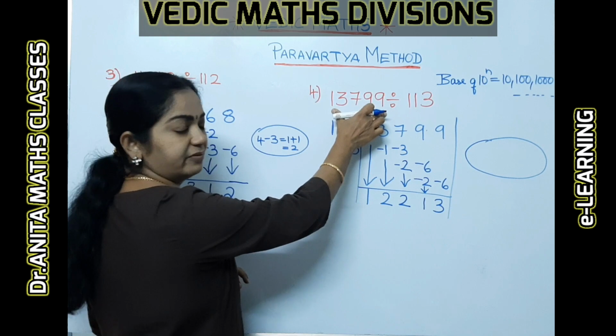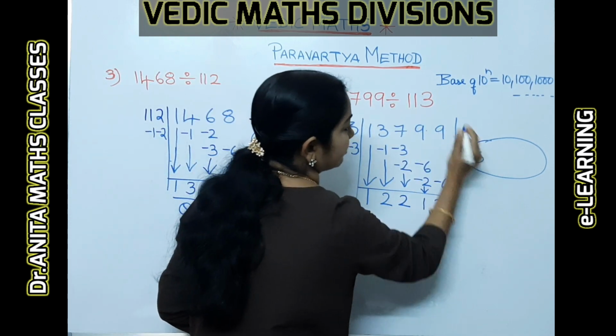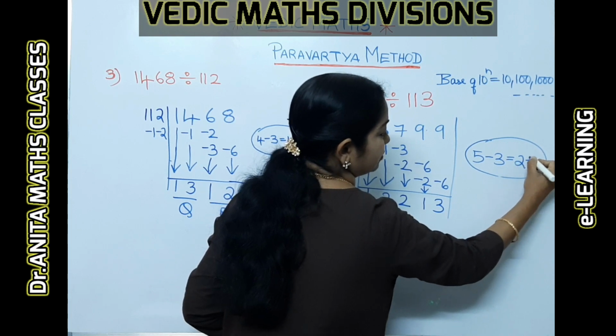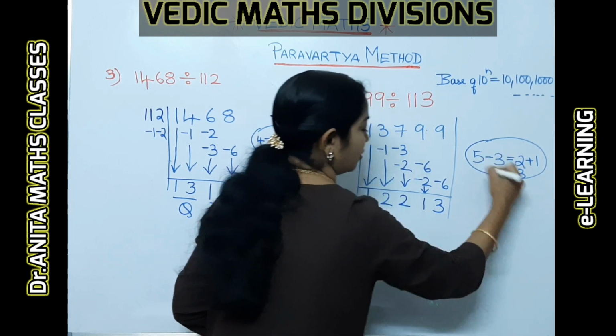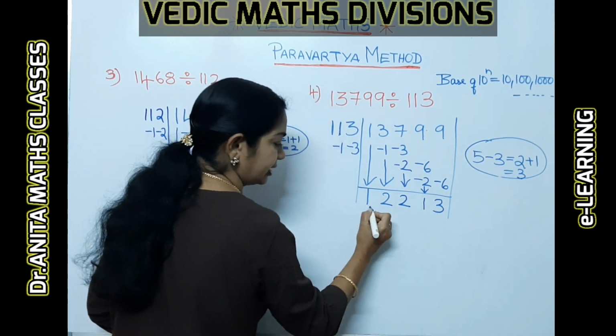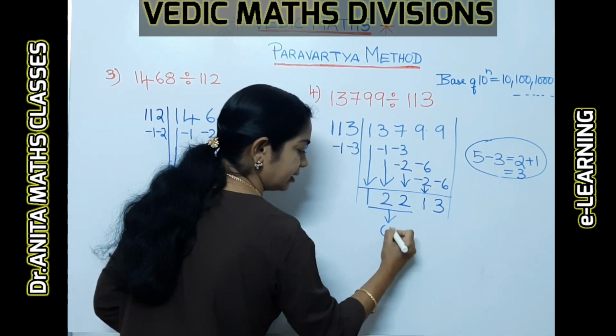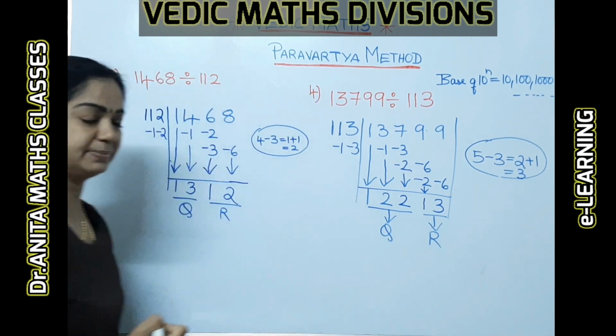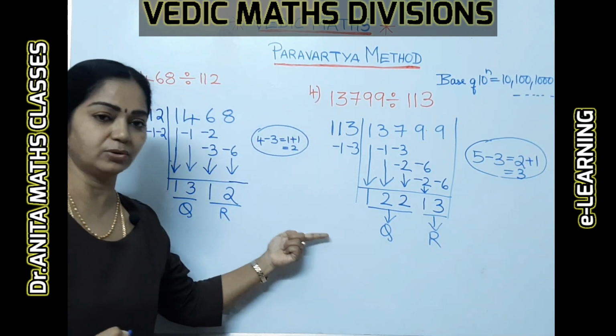Number of digits in the dividend, that is 5, minus the number of digits in the divisor, 3, plus 1. So this comes to 2 plus 1, that is 3. So all this you have to do in the mind itself. So the 3 digits from the starting are the quotient and the remaining are the remainder part. As simple as this. So make a note please.